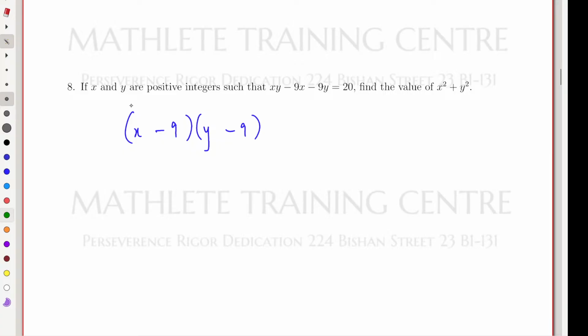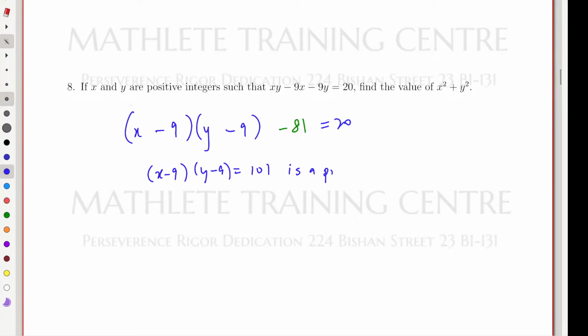But this creates a term that we don't want. It creates a term minus 9 times minus 9, which is 81. So to balance it out, we have to subtract 81 on the left-hand side, and this is our equation. In other words, (x minus 9) times (y minus 9) is equal to 101.